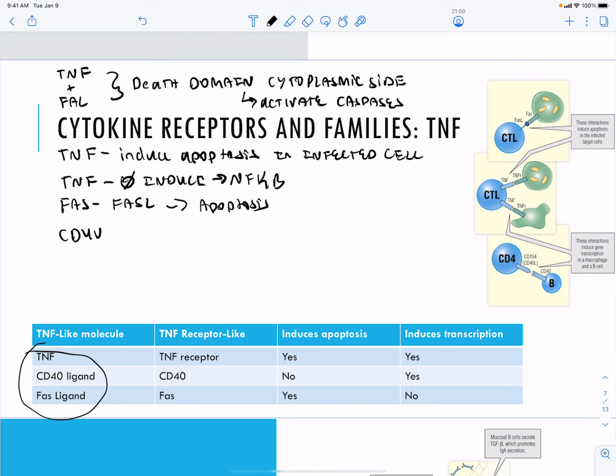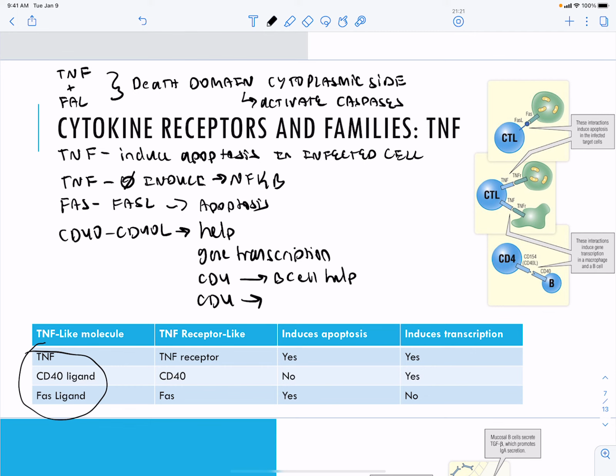Our CD40 ligand will induce help. And the help will be different if it's a B cell or a macrophage. So you can have CD4 B cell help, and you can have CD4 macrophage help. And this will be for isotype switching, plus hypermutation, somatic hypermutation.